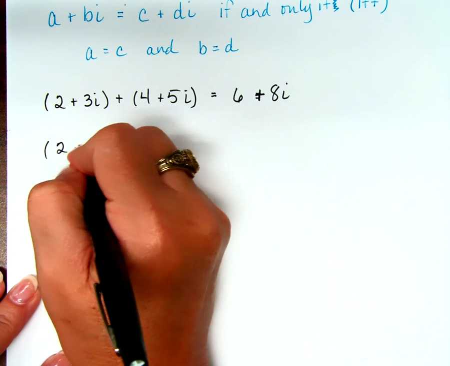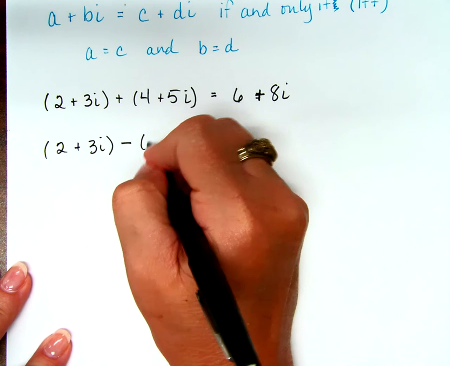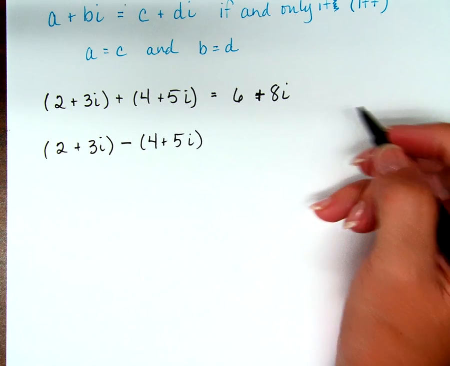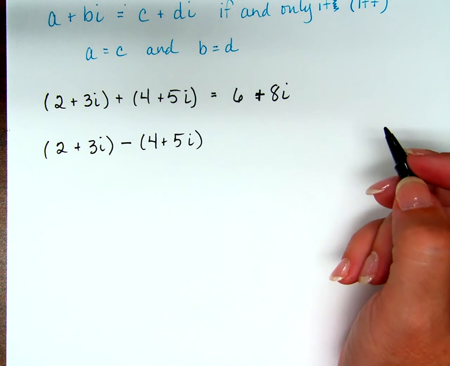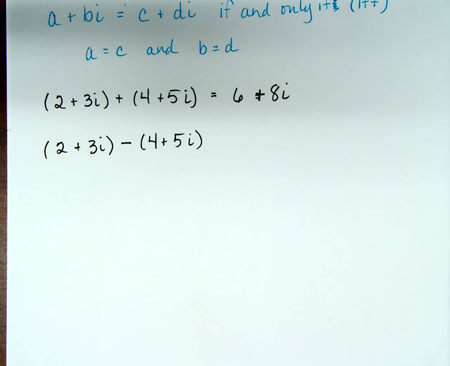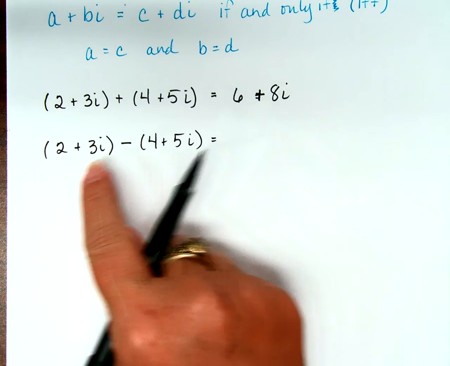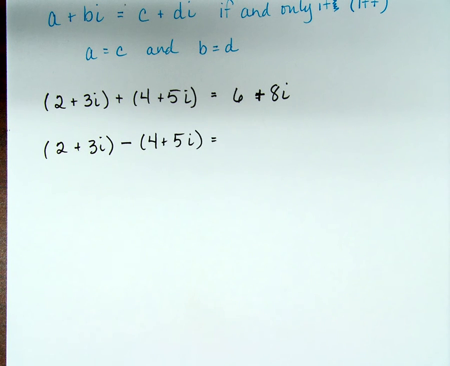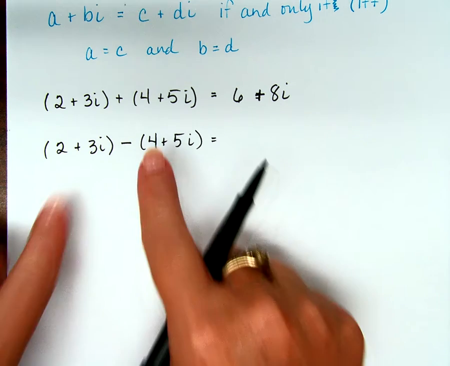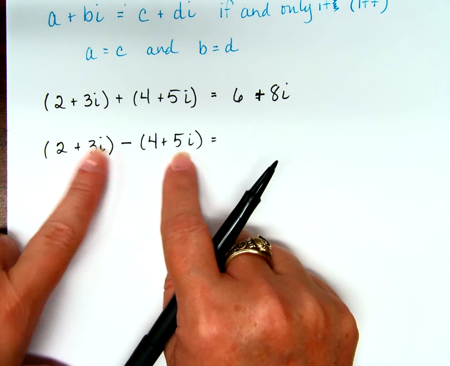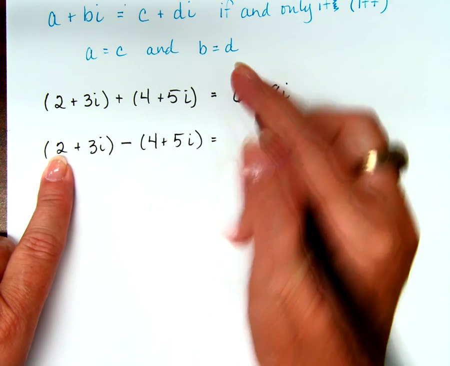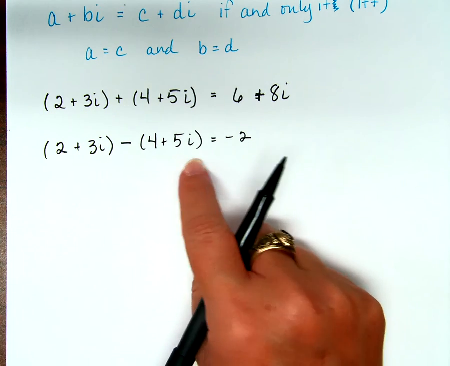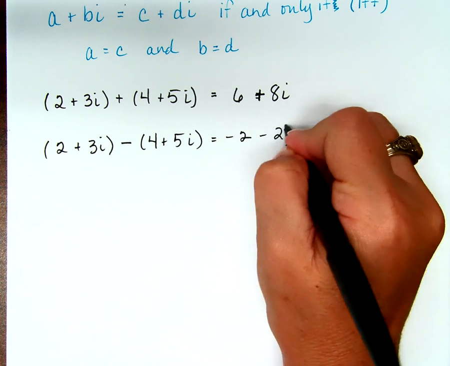What if I had 2 plus 3i minus 4 plus 5i? What would I get that time? Well, we're subtracting, right? So again, can I add real and imaginary? When's the only time real and imaginary together work? Space Jam. Remember that? Space Jam is the only time real and imaginary together work. Otherwise, we have to just combine real and just combine imaginary. So 2 minus 4, 3i minus 5i. So minus 2i, right?